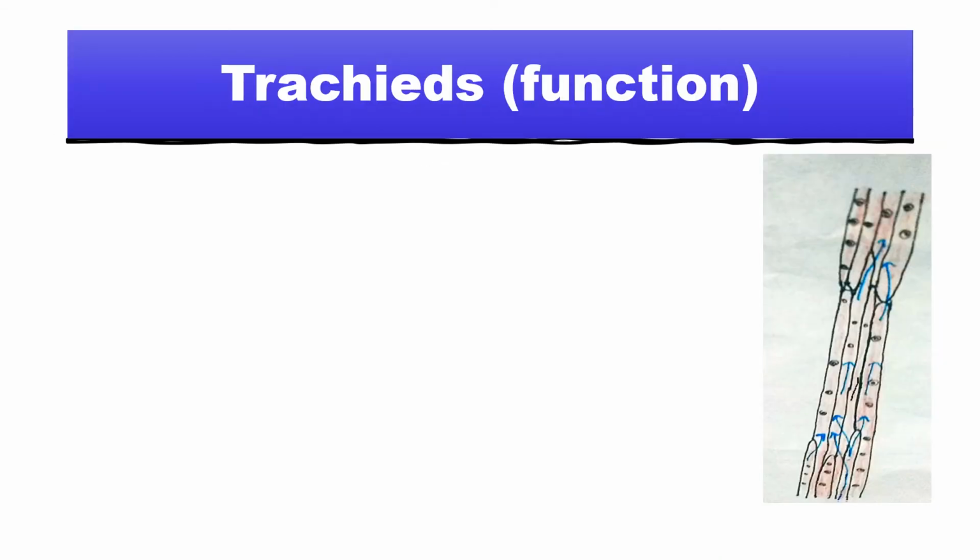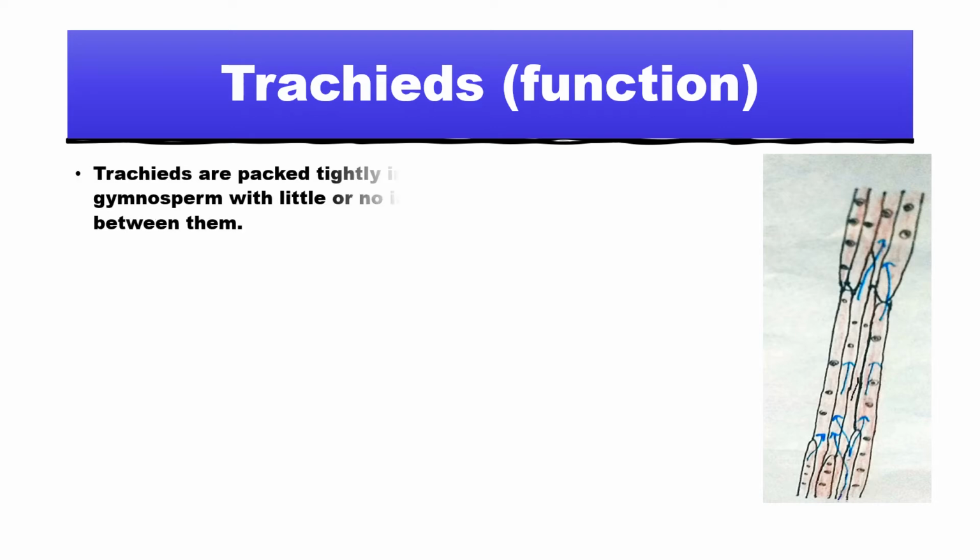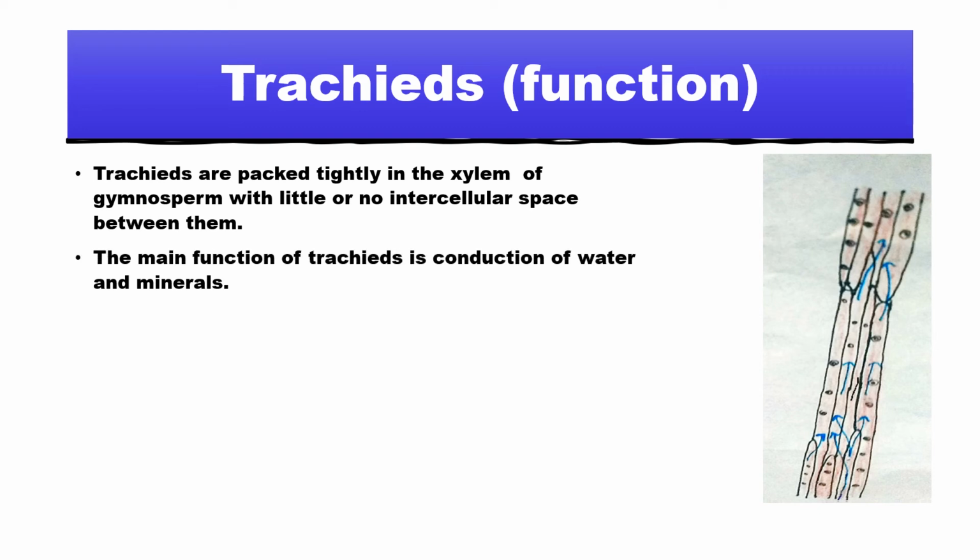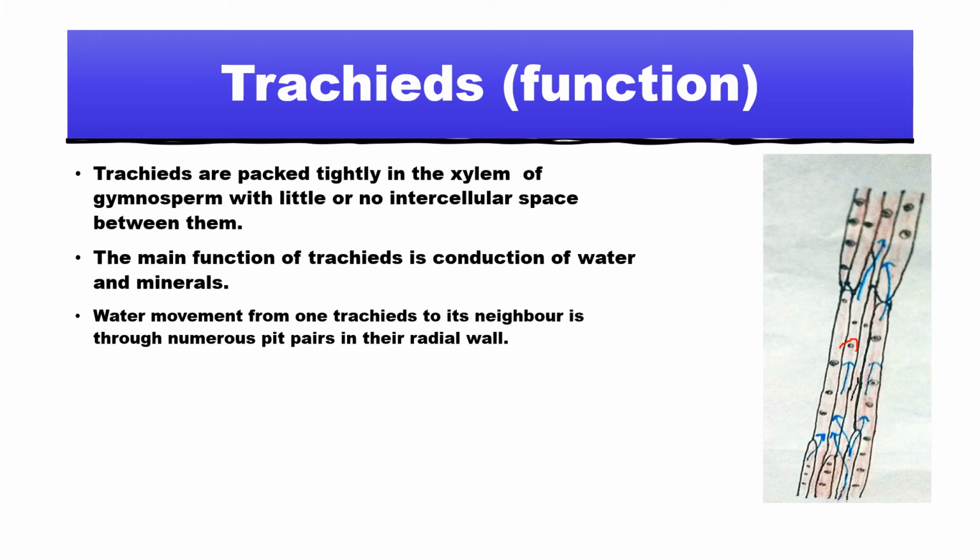So what is the function of tracheid? We know that the main function of tracheid is to conduct water and minerals. These tracheids are placed adjacent to each other without any intercellular space or with very little intercellular space. So actual conduction or movement of water happens through these radial walls, through the pits. And tracheids are highly lignified. Because of lignification, it also provides mechanical support to the plant.